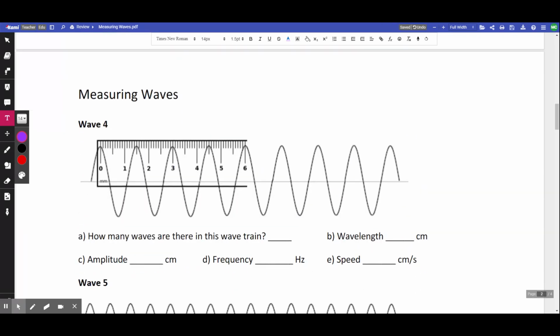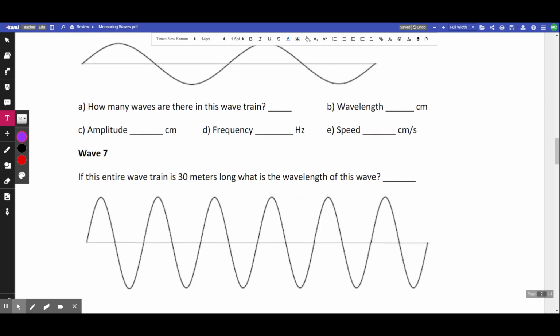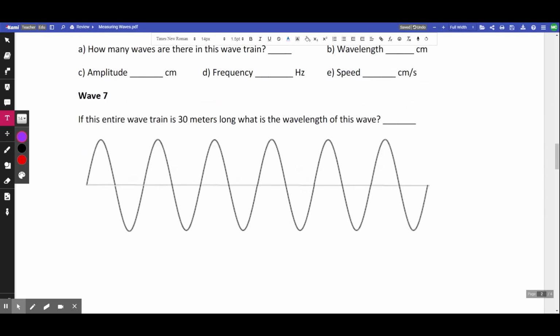All right, there's another ruler here. Number 7 says, if this entire wave train is 30 meters long, what's the wavelength of just one wave? So we have to figure out how many waves there are. Well, it looks like there are 6. So if these 6 waves are 30 meters, that means each individual wave must be 5 meters in length.